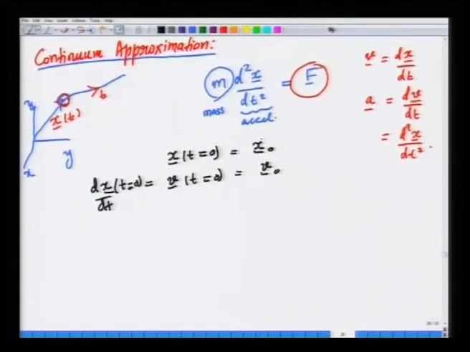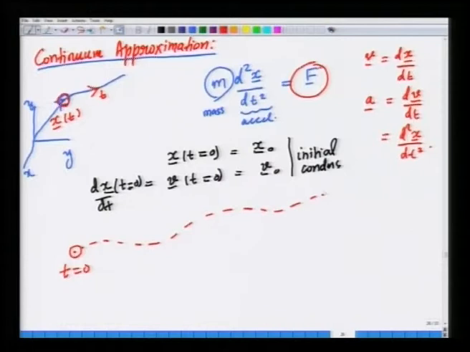If you know these two conditions, these are called initial conditions, you can solve this differential equation. Suppose here is where the particle was at time t equal to 0, and you know what its velocity is. By solving this equation, you can find what is called the trajectory of the particle. Sometimes it is simply called particle trajectory.